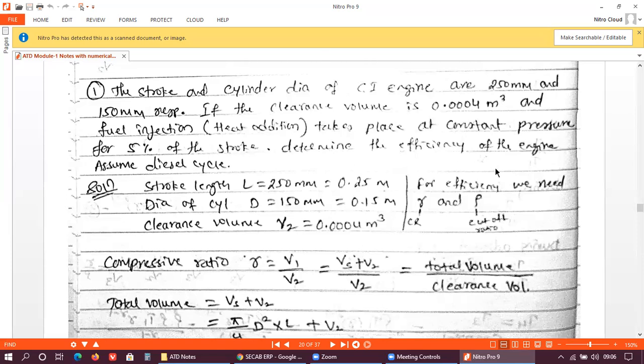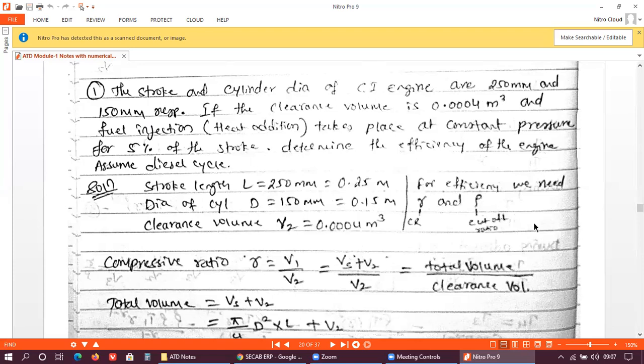Here, if we extract the given data: the stroke length is 250 mm, that is 0.25 meters. The diameter of the cylinder is 150 mm, that is 0.15 meters. The clearance volume V2 is 0.0004 cubic meter. We need to determine the efficiency of the diesel engine. For diesel engine efficiency, we require two parameters: the compression ratio r, and the cutoff ratio.